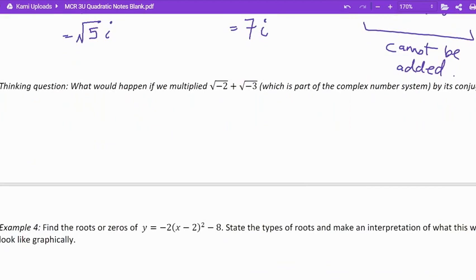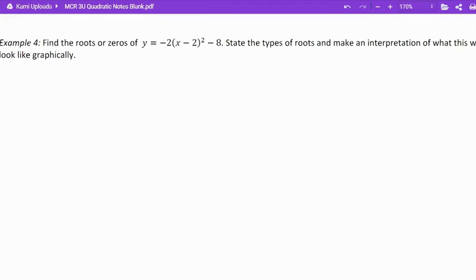All right, let's look at example 4. So now we're going to solve a quadratic function that will have complex roots. Find the roots or zeros of this quadratic function. Step 1 is we're going to set y equal to 0 so that we're working with an equation.